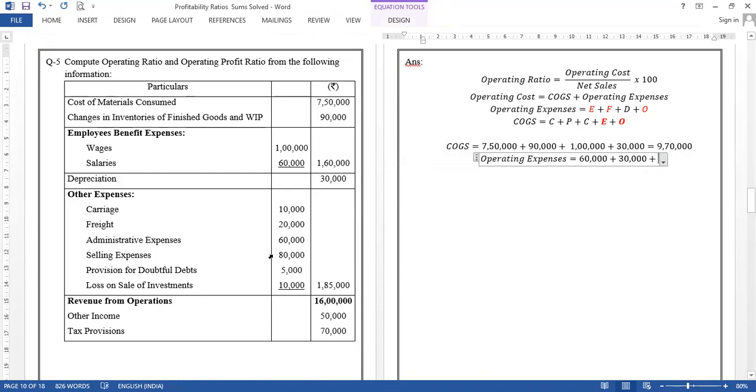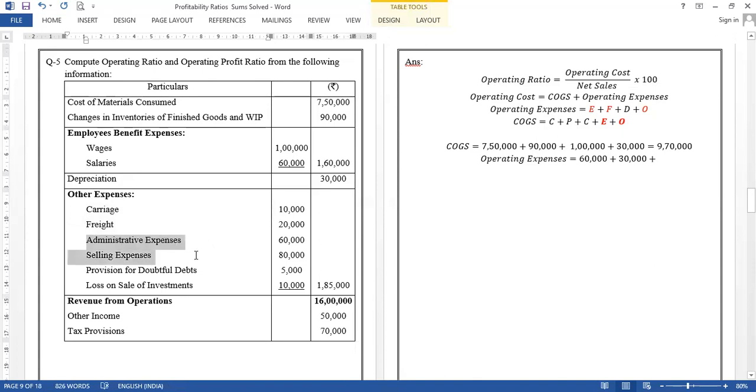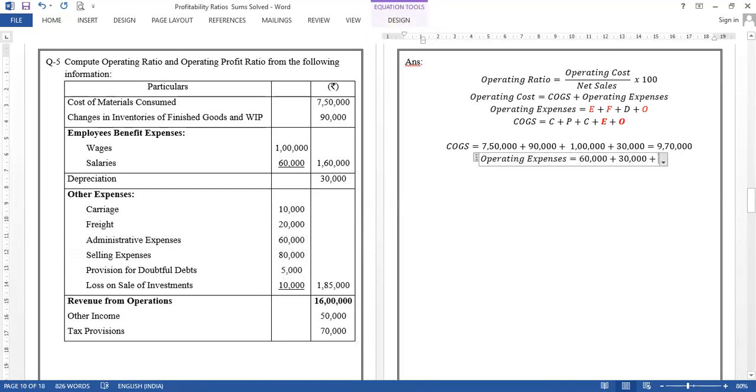And O is again the other expenses. From other expenses, direct expenses I have already considered for COGS. Now I need to look for the other expenses like administrative expenses, selling expenses. Provision for doubtful debt is also a part of the operating expenses. So 60,000 plus 80,000 plus 5,000. Total is 1,45,000. So let me add 1,45,000 over here. So total will come to 2,35,000.